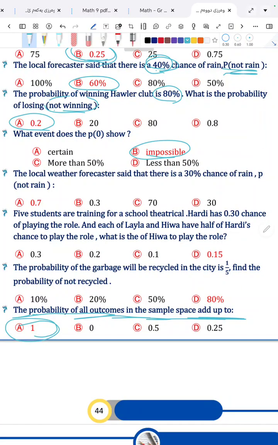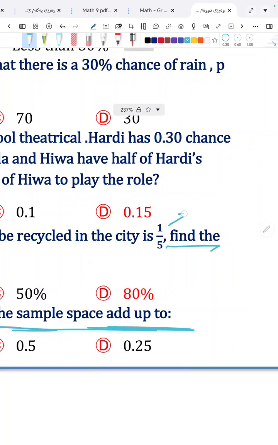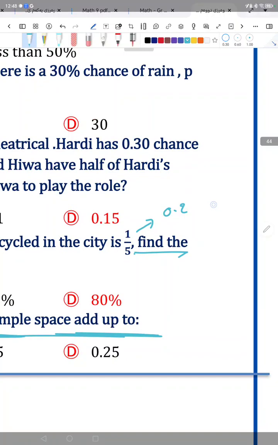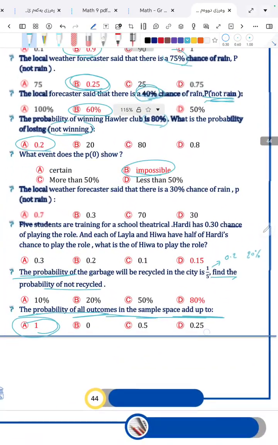Now, in this question we have what? The probability that garbage will be recycled in the city is 1 out of 5. Find the probability of not recycled. 1 out of 5 equals what as a decimal? Equals 0.2. Okay, 0.2 as a percent is what? 20%, because multiplied by 100, it will be 20%. What's the complement of 20%? It is 80%.